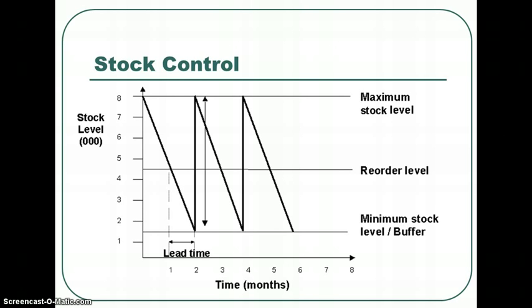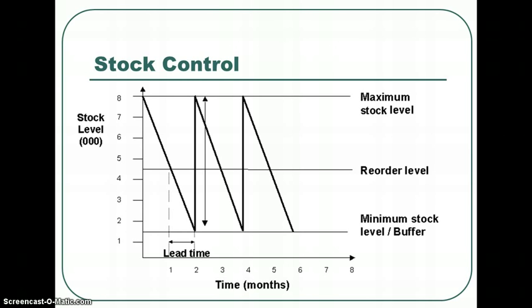Now for this business, they've calculated that if they reorder when it gets to 4,500 items of stock, which is approximately 1 month in, it will take another month for that order to be delivered, and by the end of month 2 it would have fallen to 1,500 items, and there will be enough stock delivered at the end of month 2 to take it back up to 8,000.